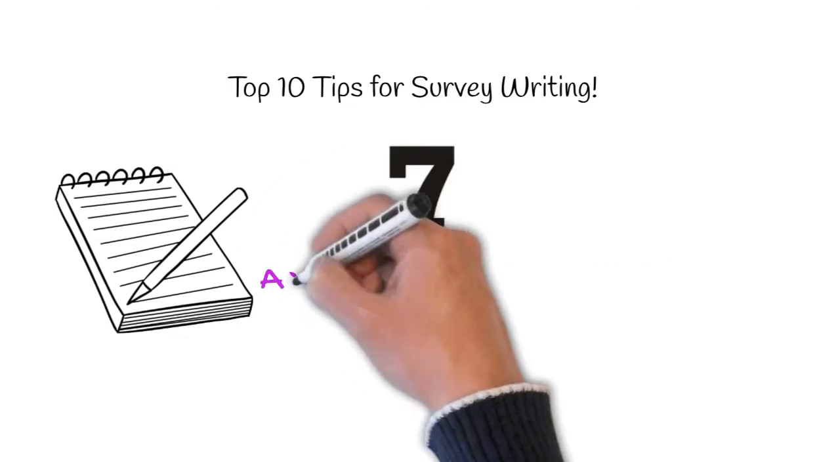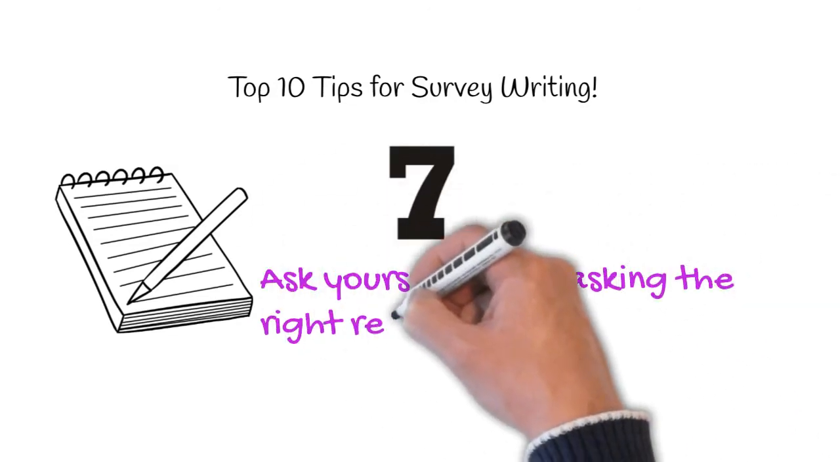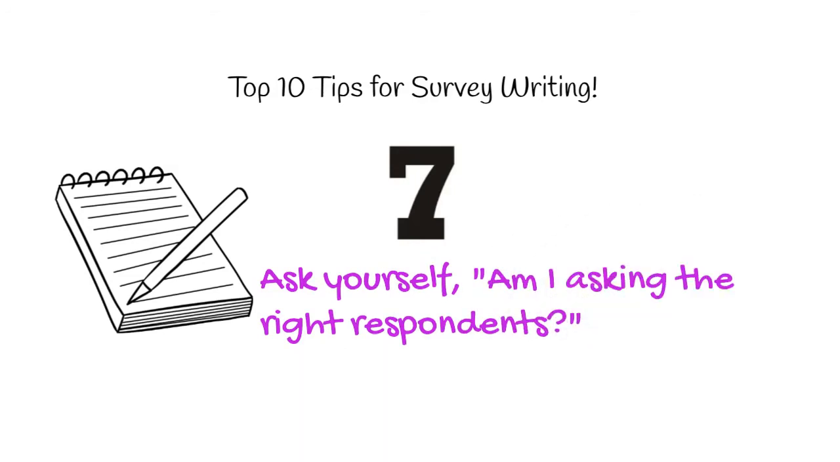Tip 7. Ask yourself, am I asking the right respondents? Remember that as you select respondents for your survey, to find valuable information, it is important to avoid bias. This means that you should be purposeful in selecting your sampling technique. For example, if asking about cafeteria food preference, by asking the students in the cafeteria, your survey excludes everyone who doesn't eat in the cafeteria, making it biased.